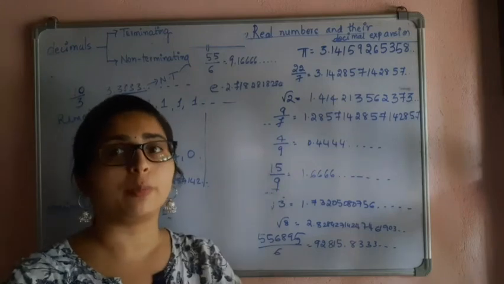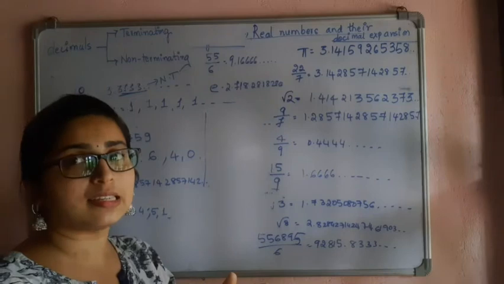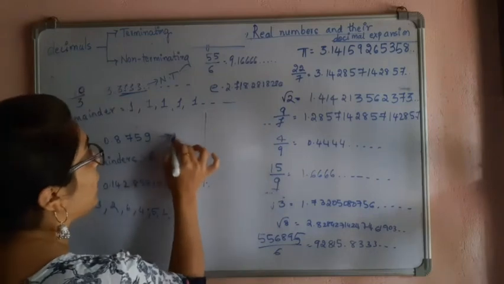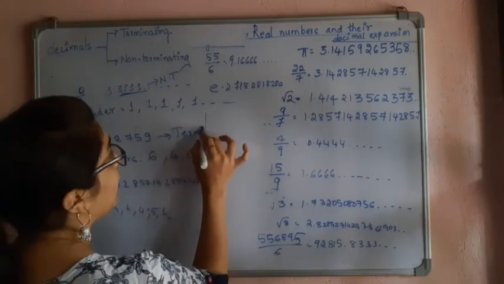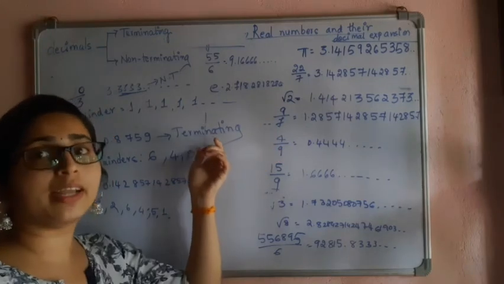It has stopped. It means it has terminated. So 9 is the last digit here. So this is a terminating decimal.